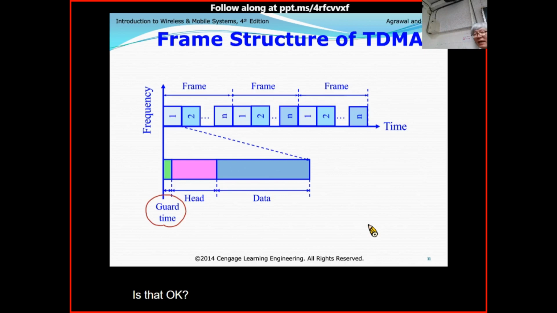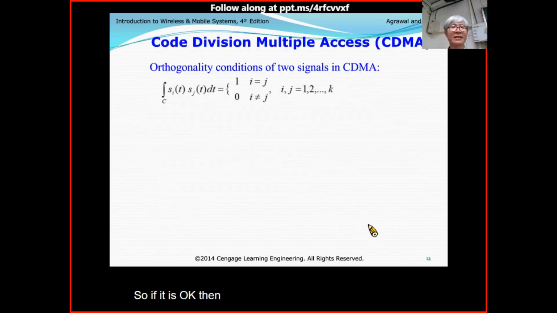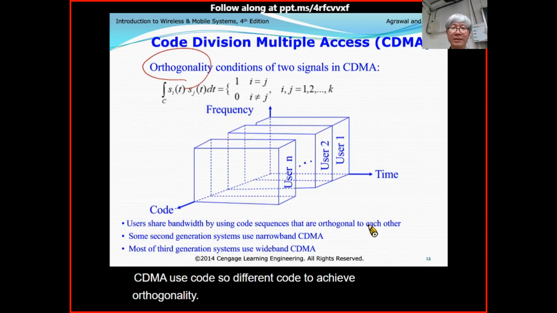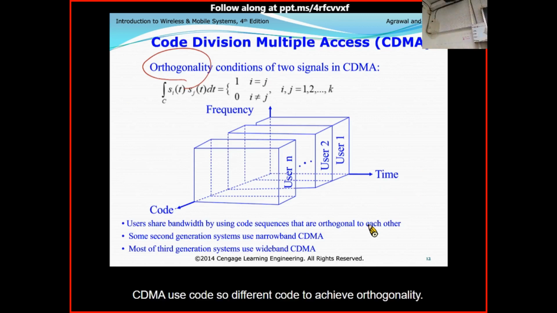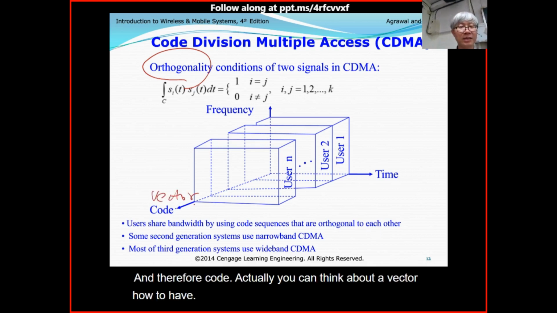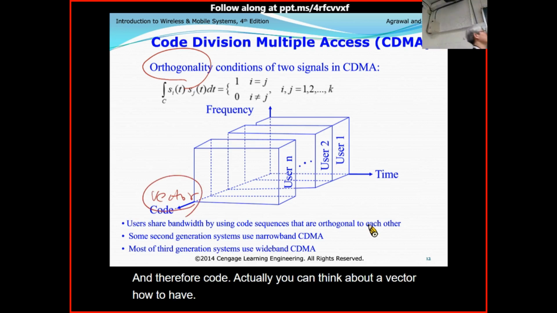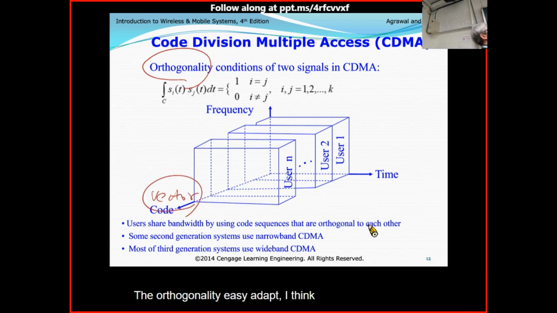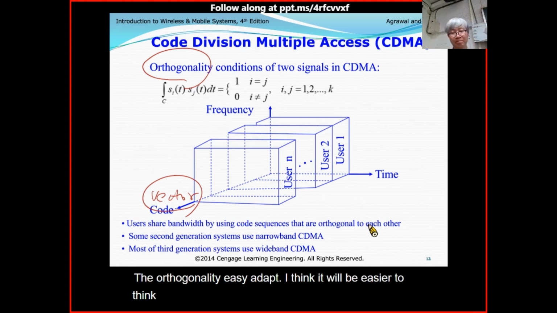So if it is okay, then next one, CDMA. CDMA uses code, so different codes to achieve orthogonality. And for code, actually you can think about a vector. How to have the orthogonality using a vector, I think it will be easier to think about the orthogonality.